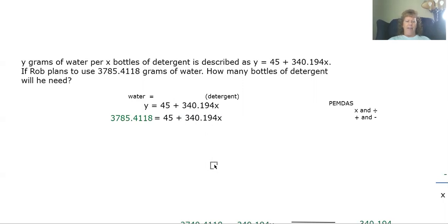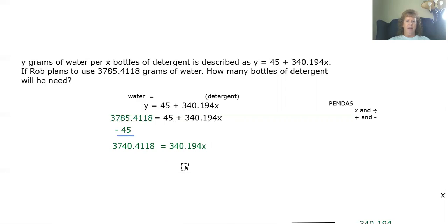So do I have any add or subtract in the problem? Yes, I have 45 plus this multiplication problem. So instead of adding 45, I'm going to subtract 45 from both sides. If I subtract 45 from this side, it will cancel out or equal 0. When I subtract 45 from this side, I'll get this amount. And I've written that equal to the part that's left on the right side.